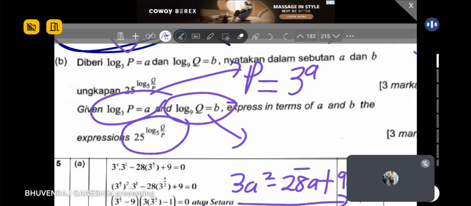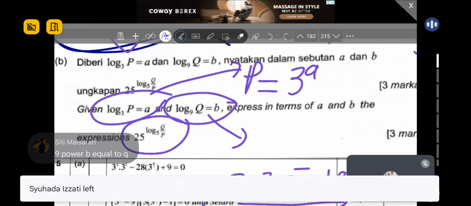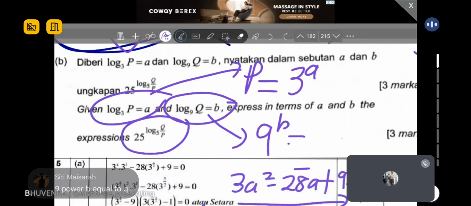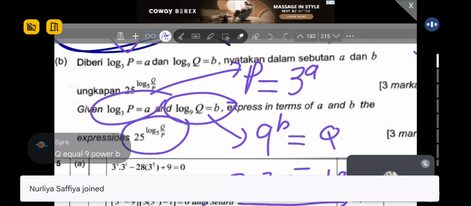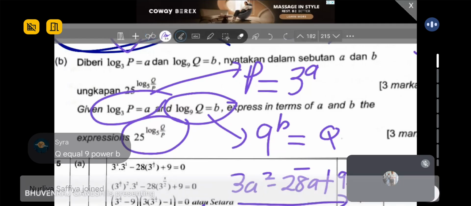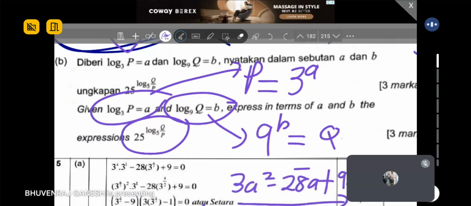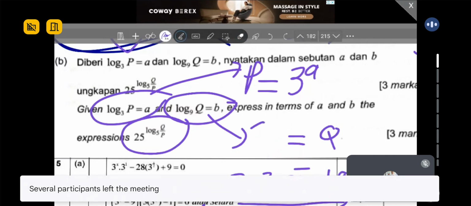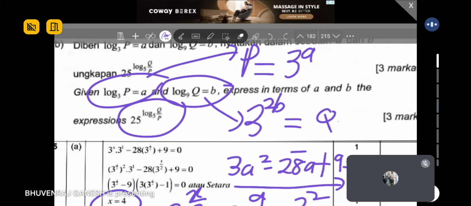This one is your basic log. Okay, so anyone? Apa jawapan dia? Selepas convert, 9 power B equal to Q. Very good. Okay, so now 9 tu saya boleh tukar jadi asas 3. Am I right? I can change it to base 3. Okay, so 9 adalah 3 kuasa 2. So 3 kuasa 2B. So semua dalam asas 3.